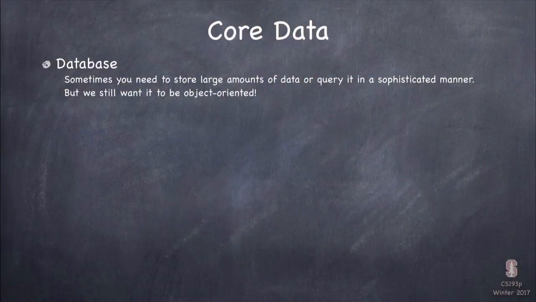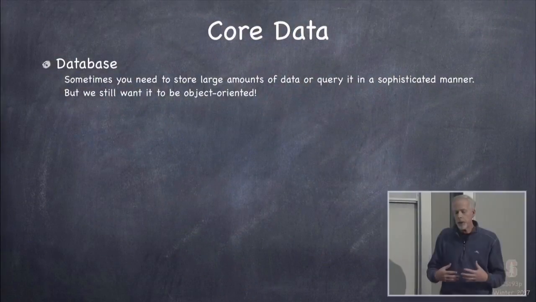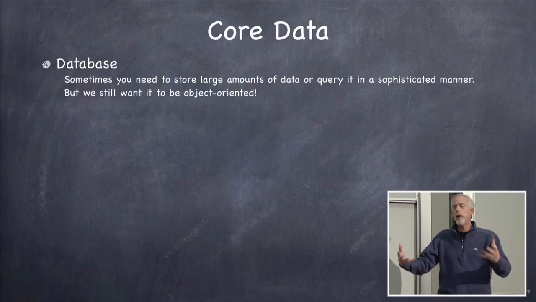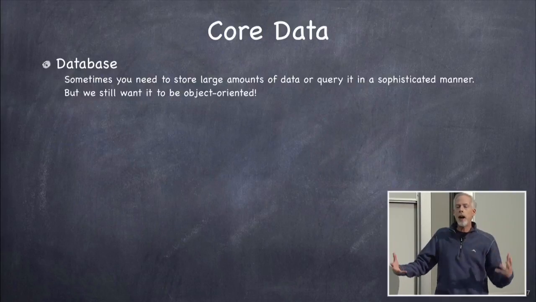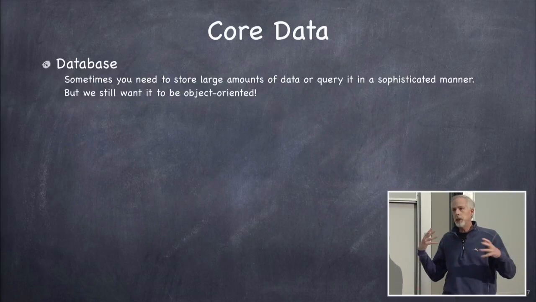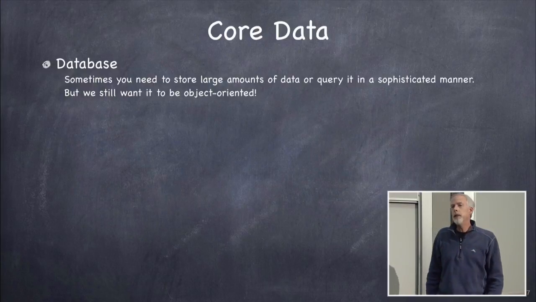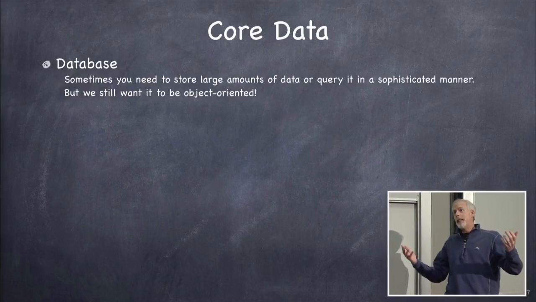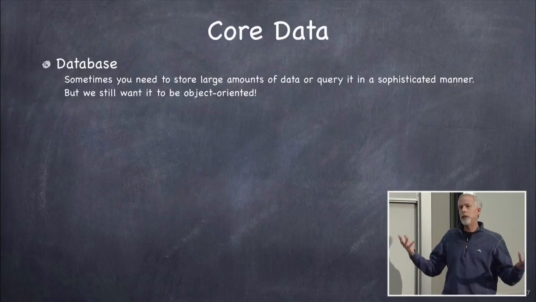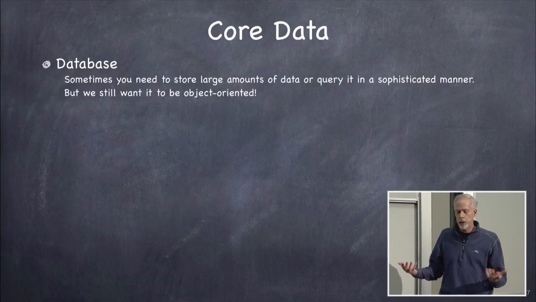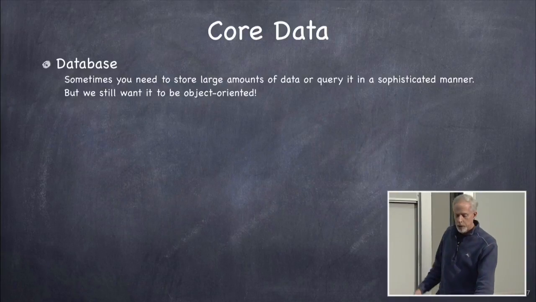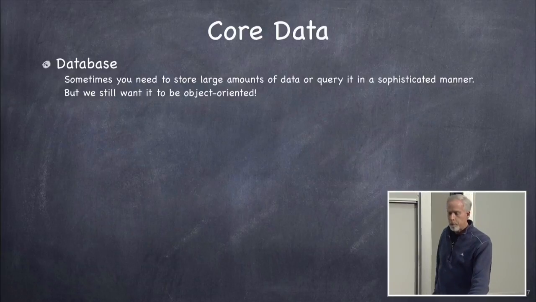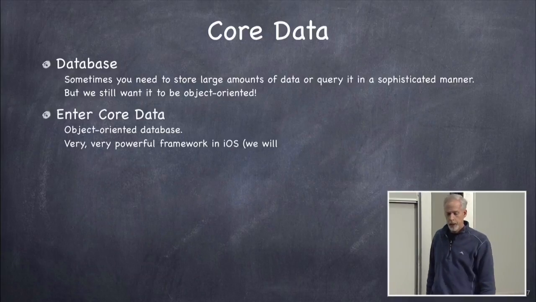So when do you need a database? Well, you need a database when you have a large amount of data, and especially if you want to make queries into that data and find out things about that data and the relationships between all the things in there. You really can't do that by making a big dictionary or a big array and searching through it. You need a database. And so there's a lot of technologies for databases out there, but most of them are not object-oriented.